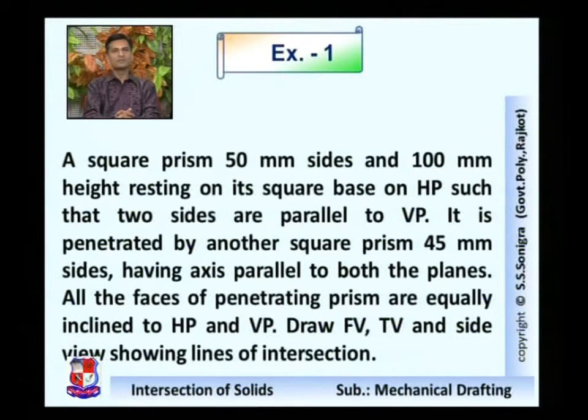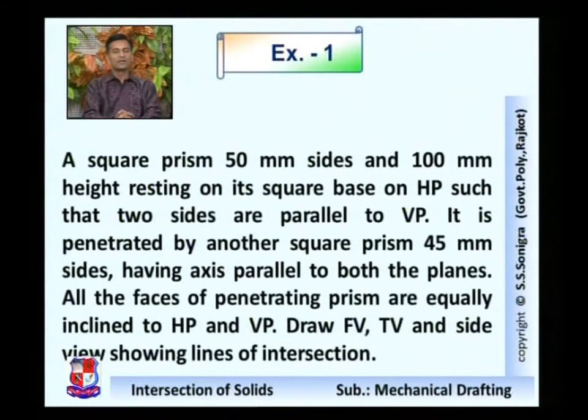Here a square prism is given, which is resting on its square base on HP, such that two sides are parallel to vertical plane. It means that its top view would be a square which will be drawn below XY line as we use the first angle projection method. So in the first step we draw a square having side length 50 mm below XY line in such a way that two sides are parallel to XY line, which is given in the first line.